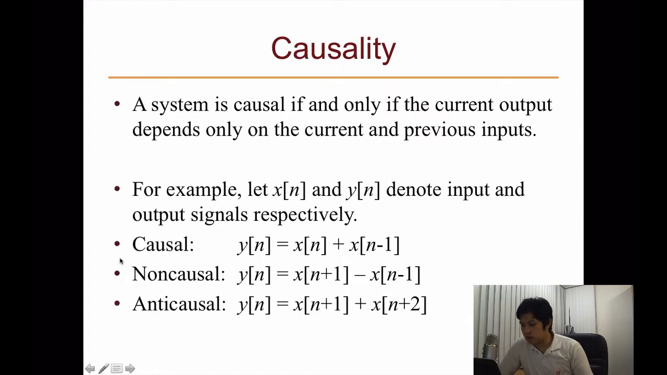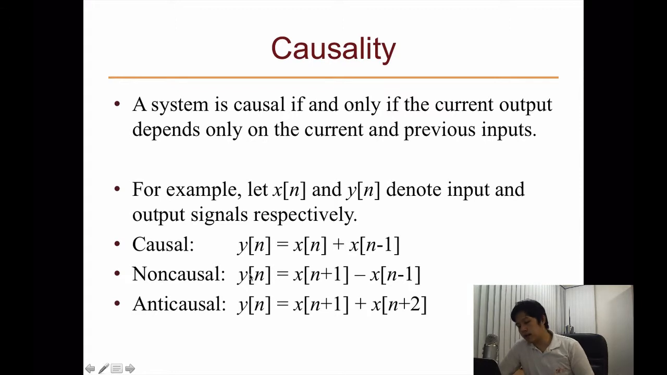It will be non-causal if the current output relies on the future input, and maybe current and previous inputs. The system is anti-causal if the current output relies only on the future inputs, like this.